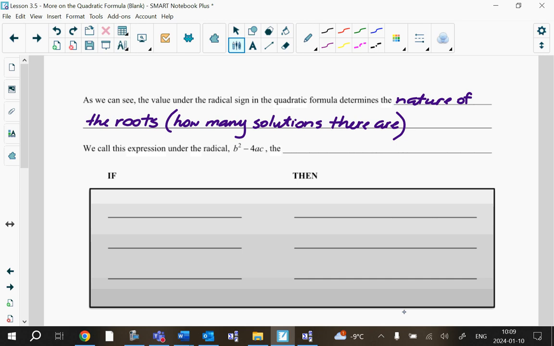So we call this expression under the square root, which is b squared minus 4ac, the discriminant. D-I-S-C-R-I-M-I-N-A-N-T. The discriminant, that section under the square root of the quadratic formula, tells us how many solutions there are.